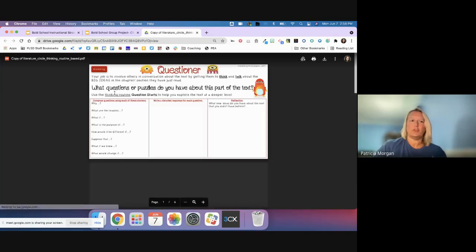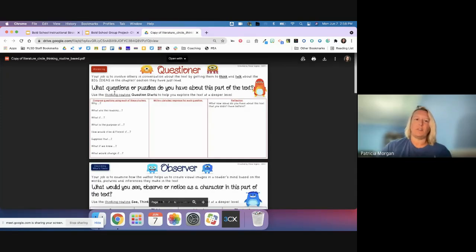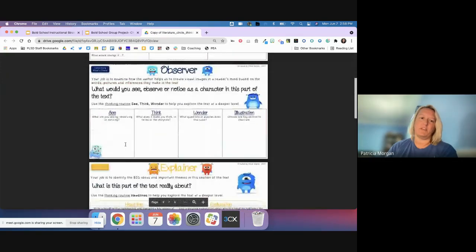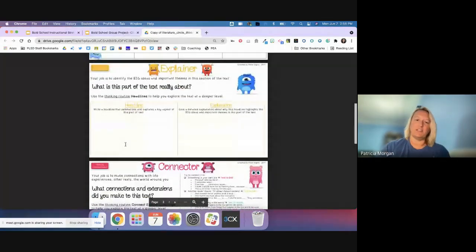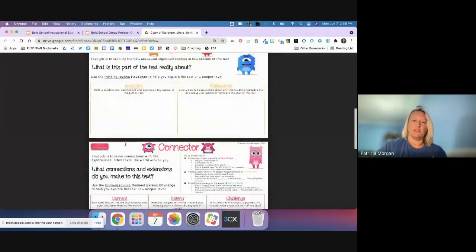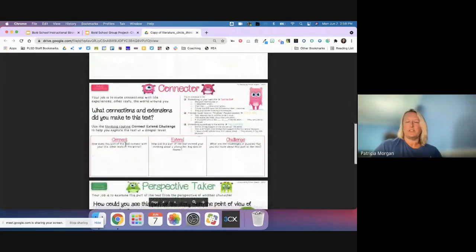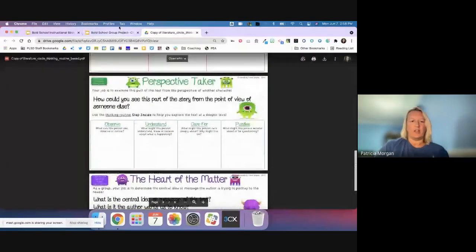It says it's a literature circle activity, but I really think a lot of these question stems or activities in here could be used, especially with some of the younger students. What's very similar to this activity is that you could break up these roles. So that link is in there as well.